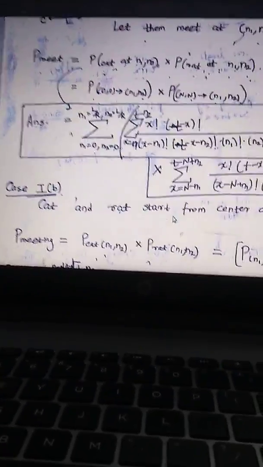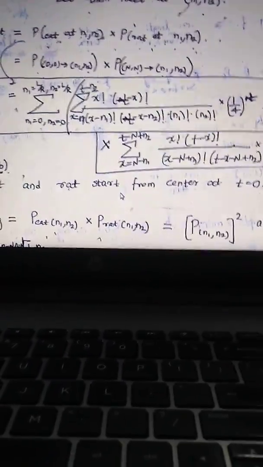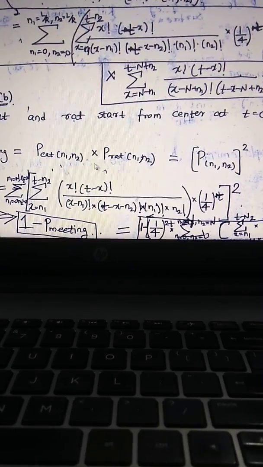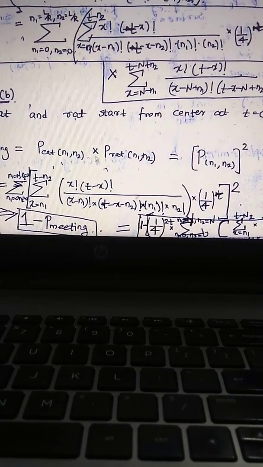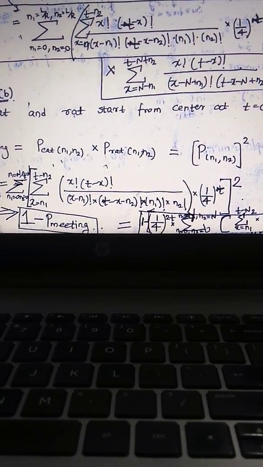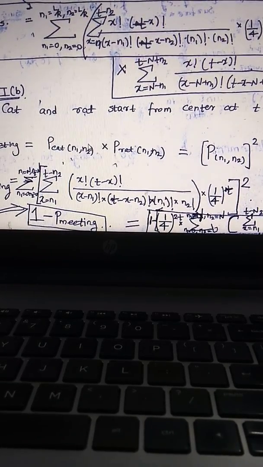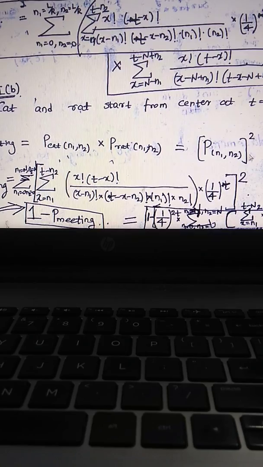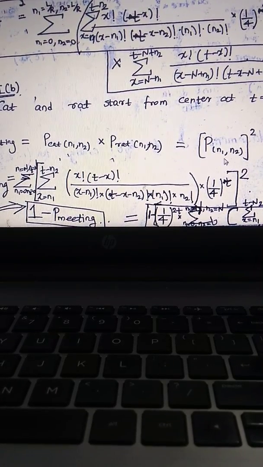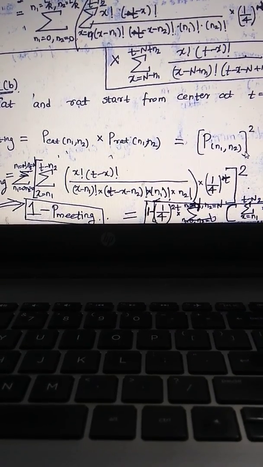In the second part, we have that the rat and the cat start at the center, at t equals 0. So basically, as they start at the same point, the displacement of both of them would be the same. So these two quantities would actually be equal to each other.